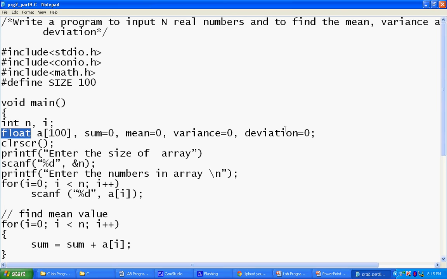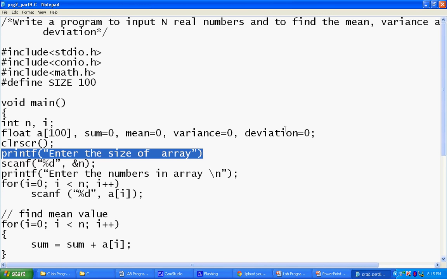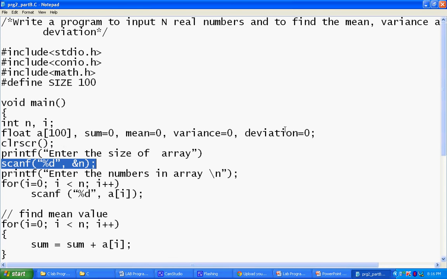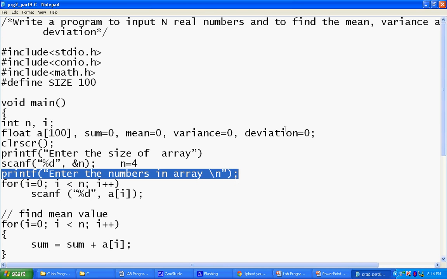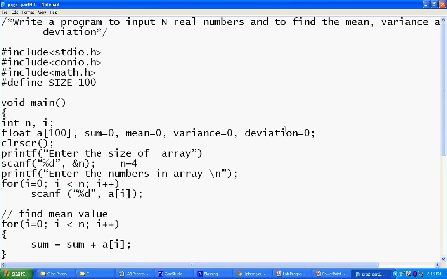Then the printf statement is going to help me enter the size of the array. The scanf statement is going to help me read the value of n. Let us read the value of n as, say, 5 or 4. The fewer the numbers, the easier the explanation is for me. Printf displays, enter the numbers in the array. Then with the help of the for loop, I am going to read the values. The scanf statement is going to help me read the values of the array here. Just put an ampersand in front of this, as I forgot to write it here.